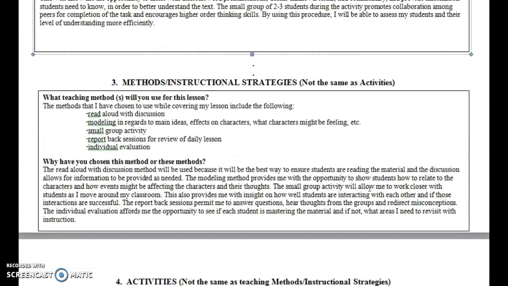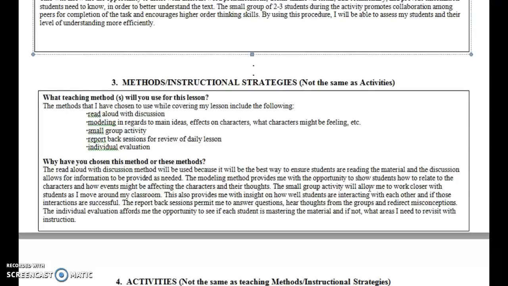On the methods of instructional strategies, the methods that I've chosen to use while covering this lesson would include the read aloud with discussion, me reading as well as the students taking turns reading, modeling in regards to main ideas, effects on characters, and what characters might be feeling or thinking. Especially with this form of text, there's a lot of feelings that are being evoked, and I want to kind of lead them down the right road, but also not shut them down to what they think as well. Small group activity, report back sessions for the daily review of the lesson, for feedback and for questions and answers, and then for individual evaluation.